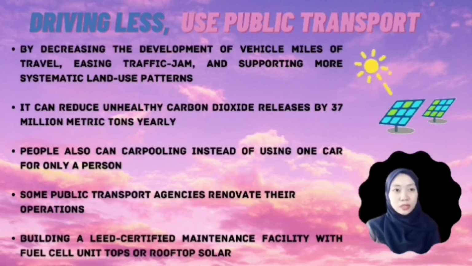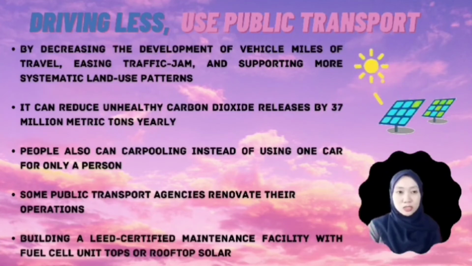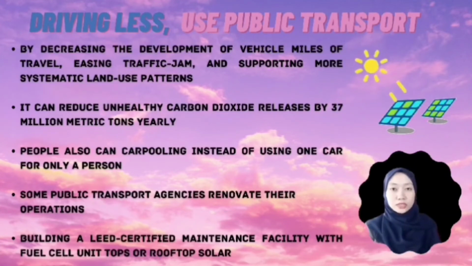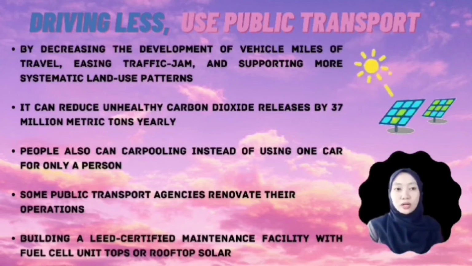A report has been published by the American Public Transportation Association that public transportation can also lessen traffic jams. Public transportation agencies can also innovate their operations to minimize the greenhouse gas intensity produced, such as building a LEED certified maintenance facility with fuel cell units, rooftop solar, or natural lighting like New York City Transit will.